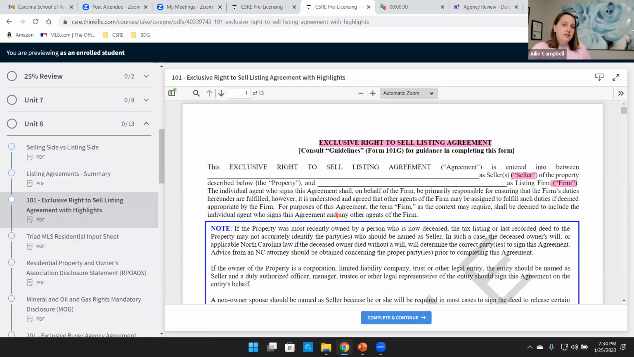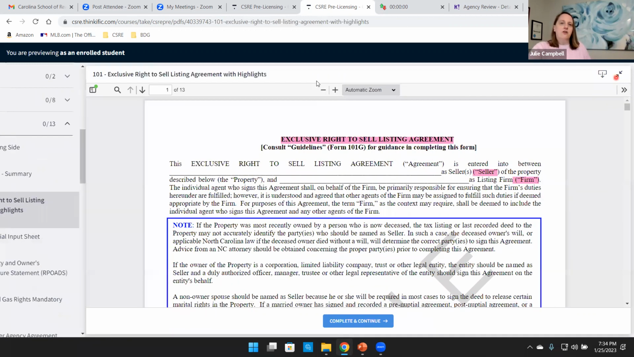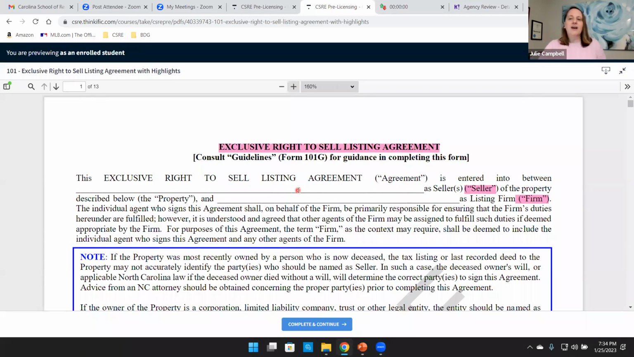I have the current exclusive right to sell listing agreement for us, and I got some highlights on it here for you guys. The commission says that if it's in the syllabus, it's a good candidate for your exam. So what I have highlighted here for you is what's discussed in the syllabus. I do recommend you guys look at the sections that are highlighted because they could be a good candidate for exams. This makes sense.